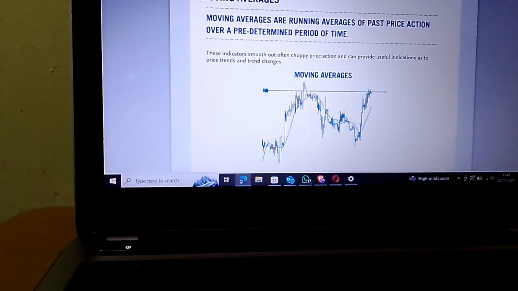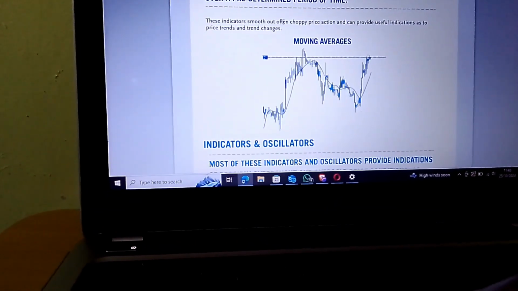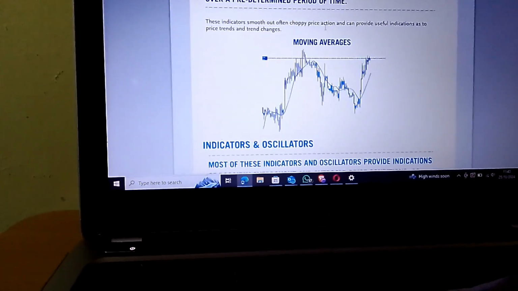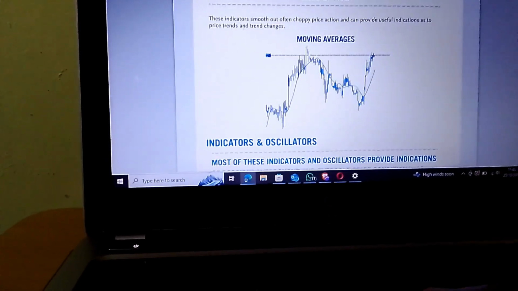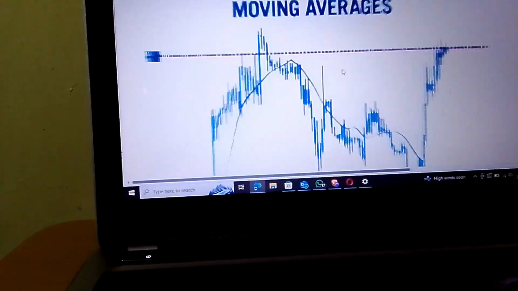Okay, so moving on. Moving averages. Moving averages are running averages of past price action over a predetermined period of time. These indicators smooth out often choppy price actions and can provide useful indications as to price trends and trend changes.